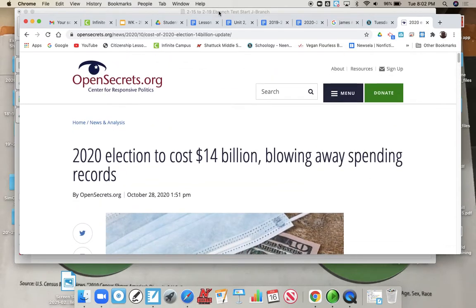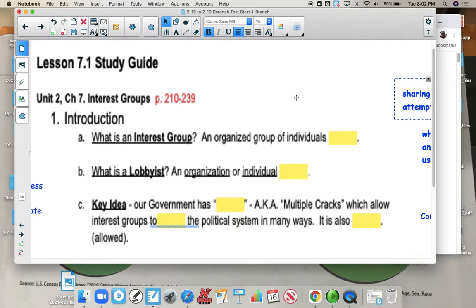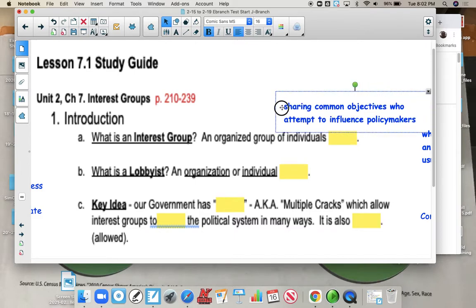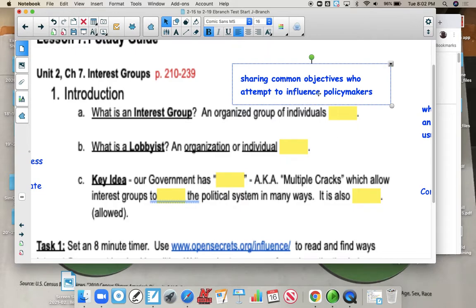And this is why we must talk about this: interest groups have a profound impact on policy and elections themselves. So let's start off and define an interest group. What is it? An interest group should be defined as an organized group of individuals that share common objectives or goals who attempt to influence policymaking. Okay? Take a moment and write any of these down in these yellow boxes.